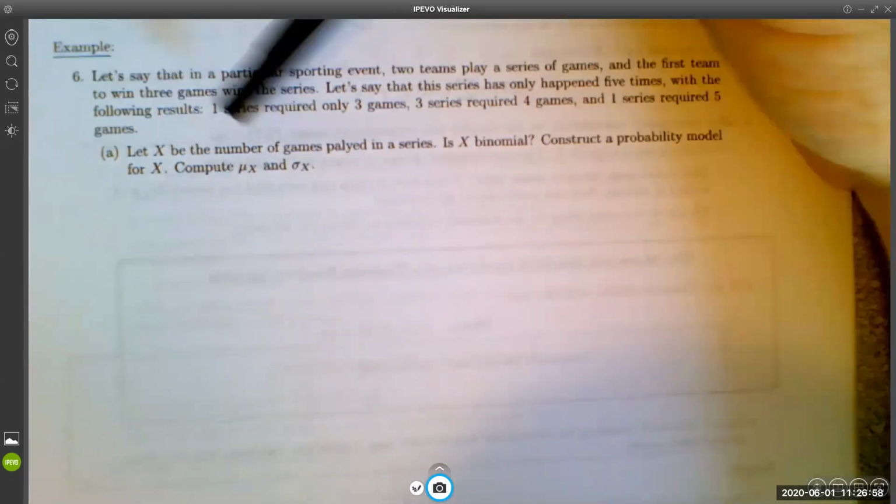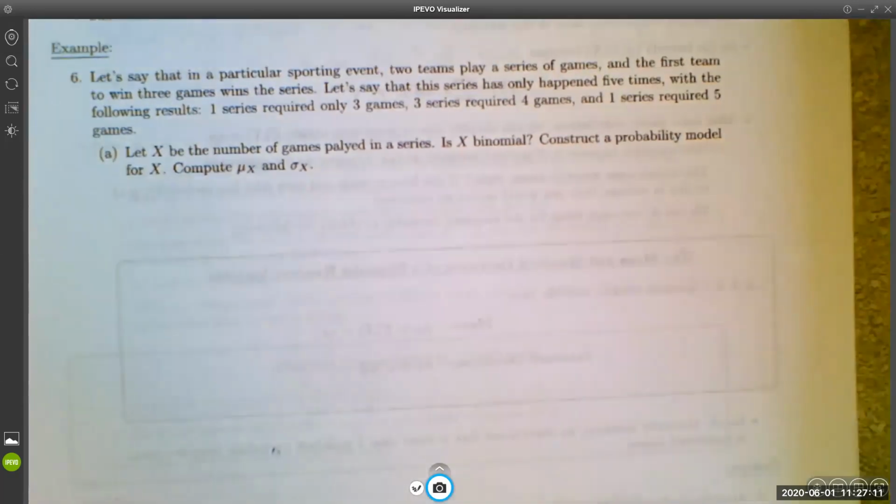Okay. Now let's say that this particular series has only happened 5 times in history, with the following results. One series required 3 games, 3 of the series required 4 games, and 1 of the series required 5 games in order to determine a winner. So now part A says, let x be the number of games played in a series.